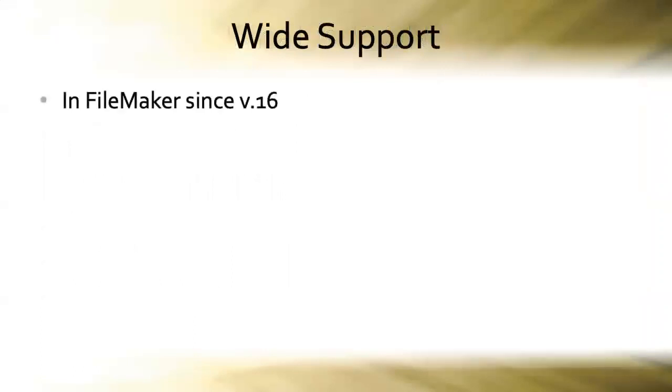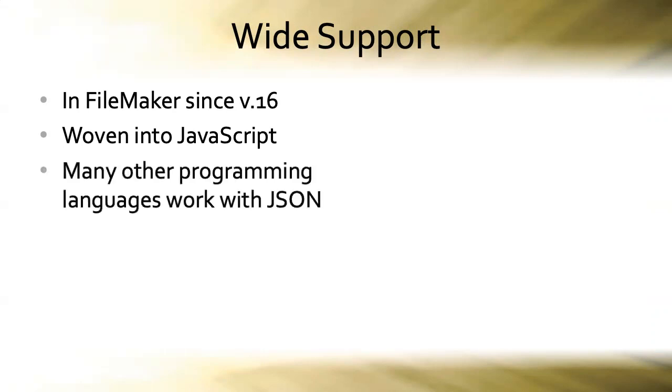JSON enjoys wide support. It's been in FileMaker since version 16. It's tightly woven into JavaScript, the scripting language for web applications, which is, by the way, supported in FileMaker web viewers as of FileMaker version 19. We'll do a session soon on JavaScript add-ons in FileMaker web viewers. Many other programming languages like Python and PHP have built-in functions for working with JSON.